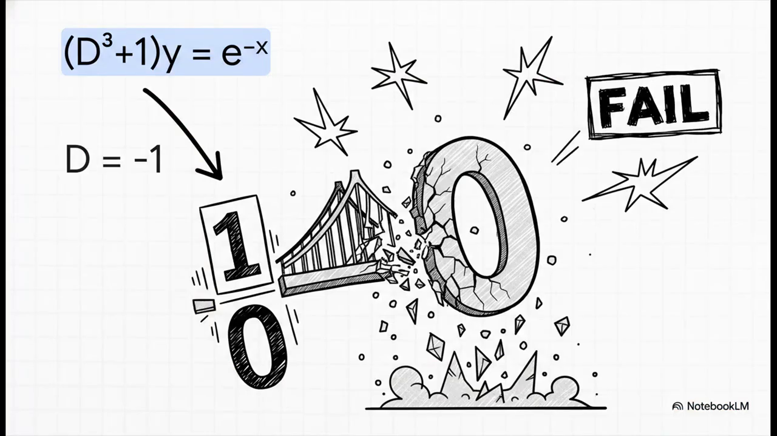And here it is, the classic failure case. Our a here is -1, but look what happens when we plug -1 into the operator. We get 0 in the denominator. The whole method breaks down. Now, what this is really telling us is something deeper. Our input function, e to the minus x, is already part of the system's natural behavior. It's in the complementary solution, so our standard approach just isn't going to cut it.